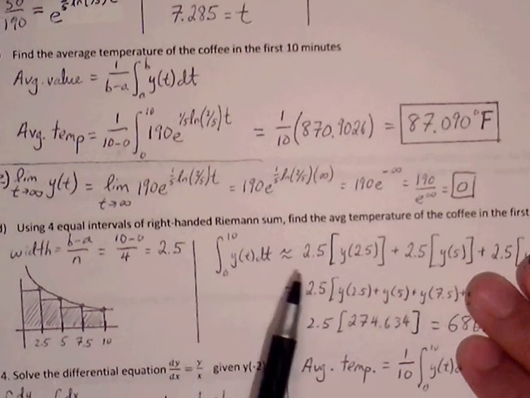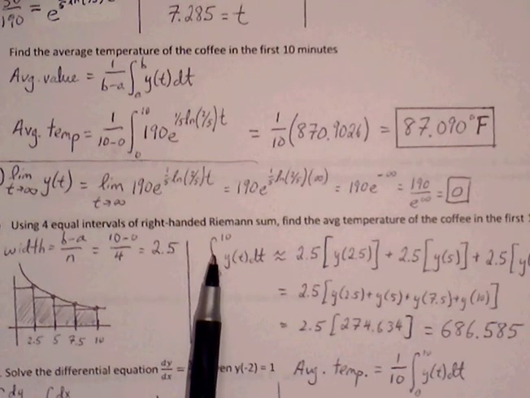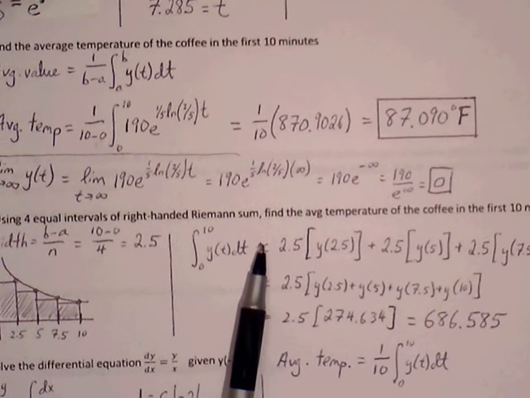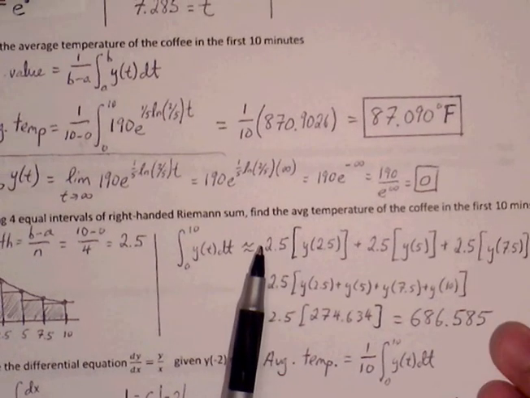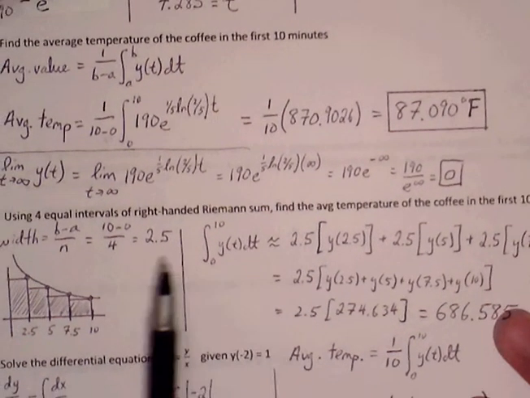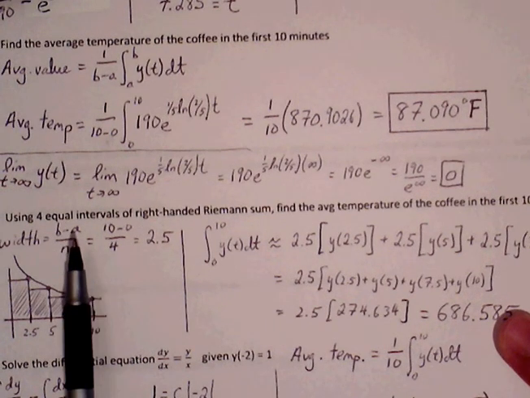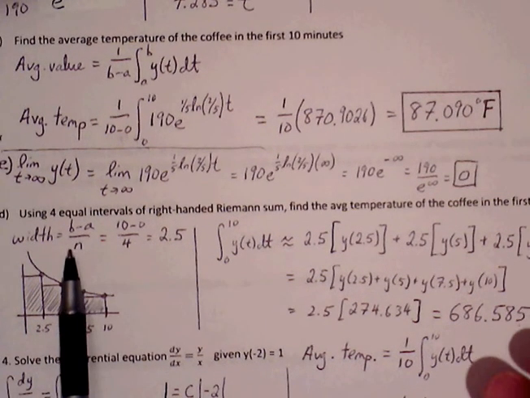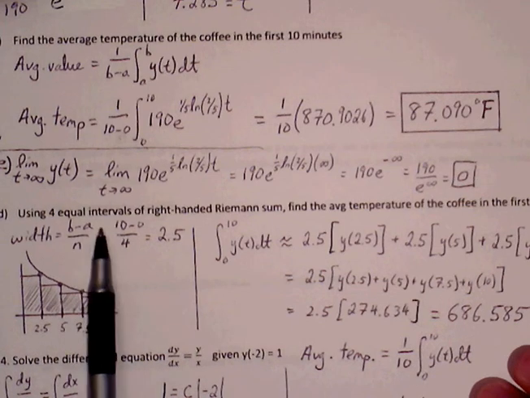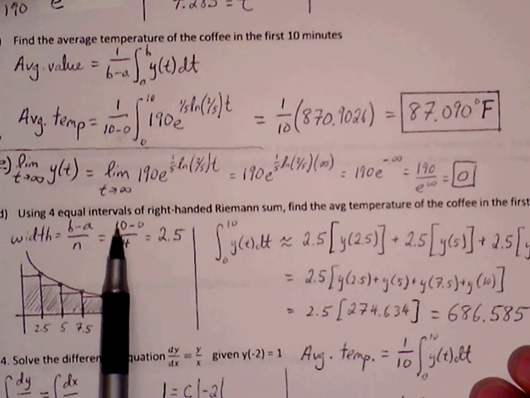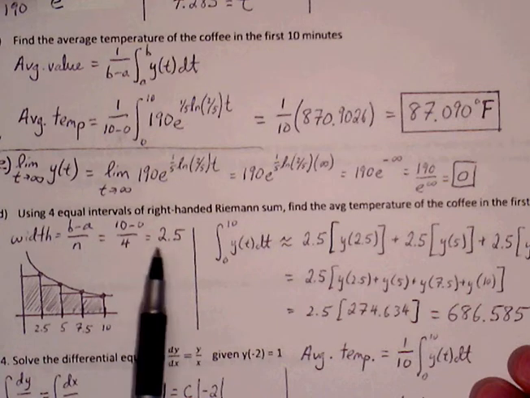Okay, part D. Using 4 equal intervals of a right-handed Riemann sum, find the average temperature of the coffee in the first 10 minutes. So we need to find the width. We need to find 4 equal intervals. So width is b minus a over n. So 10 minus 0 over 4, so 2.5.